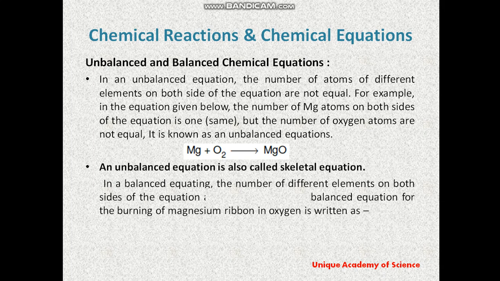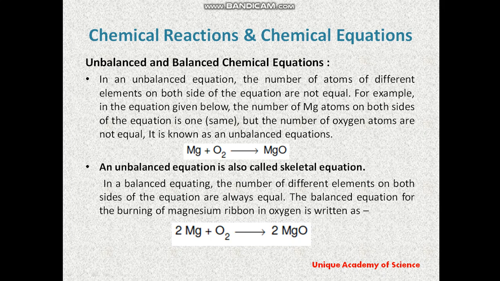But in a balanced equation, the number of different elements on both sides of the equation is always equal. For example, here you can write this equation by putting 2 before Mg, so Mg becomes twice: 2 Mg plus O2, it gives 2 MgO.